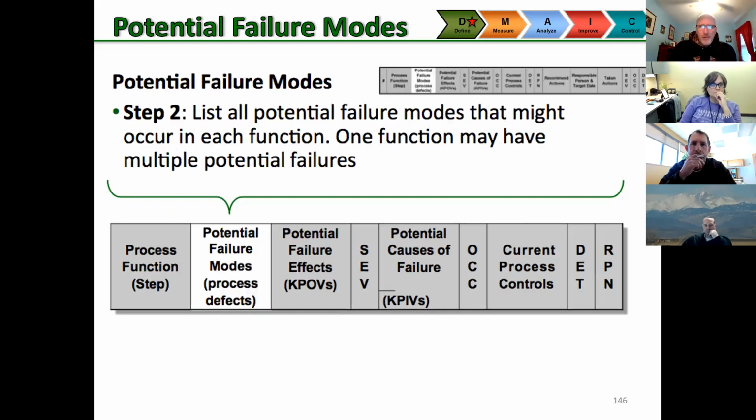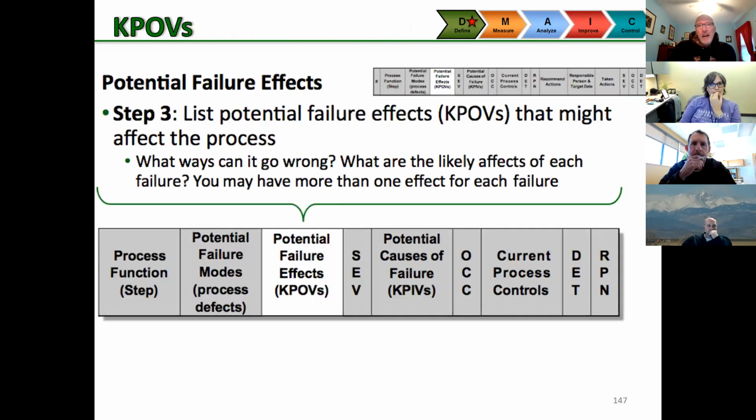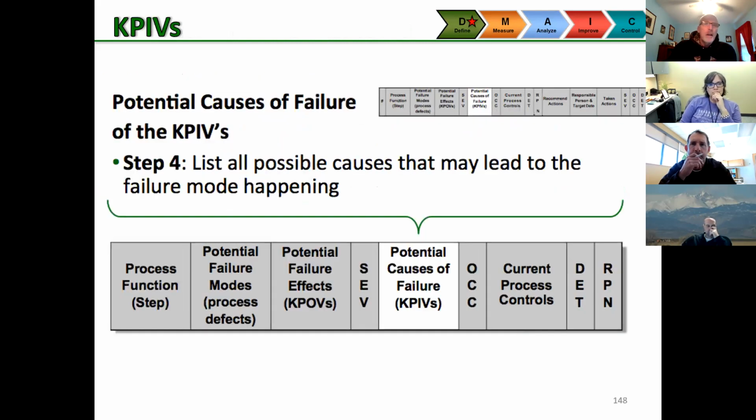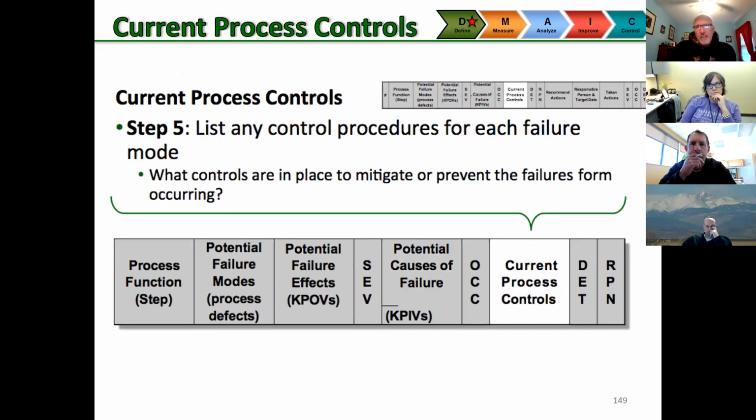Step two, potential failure modes that might occur in each function. Step three, failure effects that might affect the process. What ways can it go wrong? What are the likely effects of each failure? Potential causes of failure. Any control procedures that we have. So we're going through the big headings, not the ratings right now. What controls are in place to mitigate it? I just had my tires checked, or I just bought new tires, or whatever that is. I just had my alarm clock serviced. I don't know.